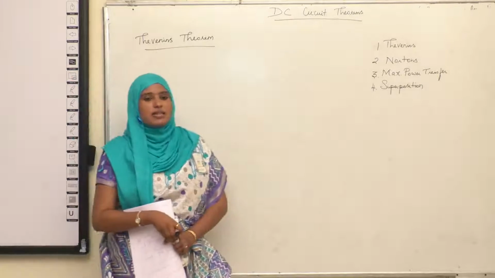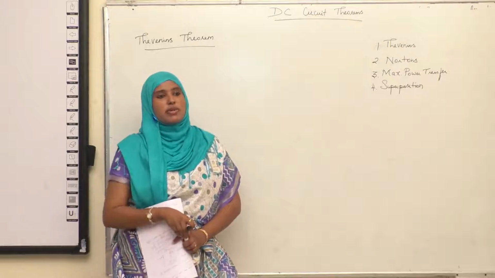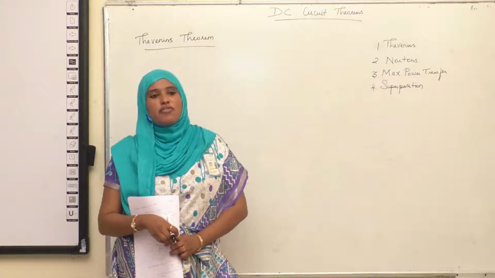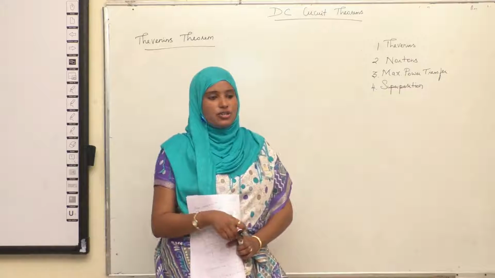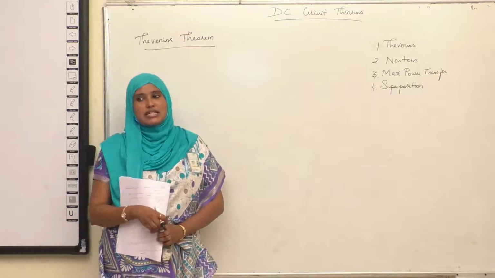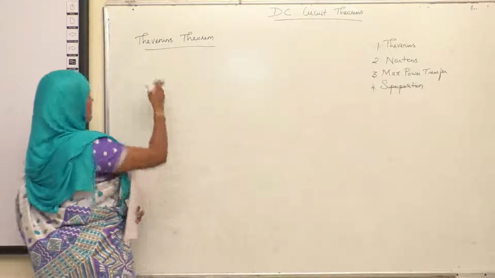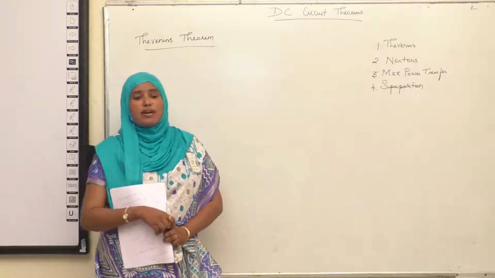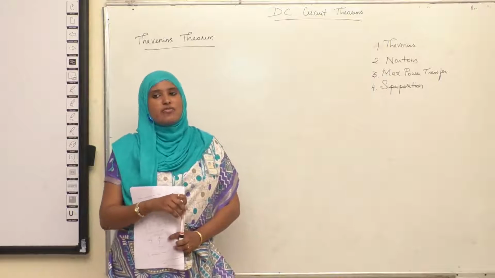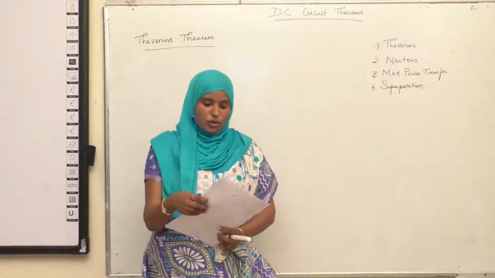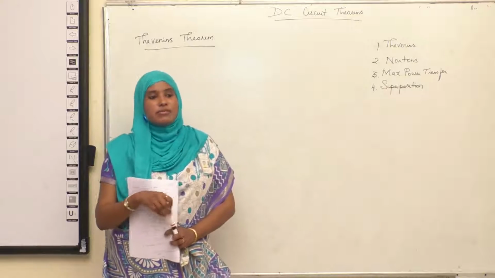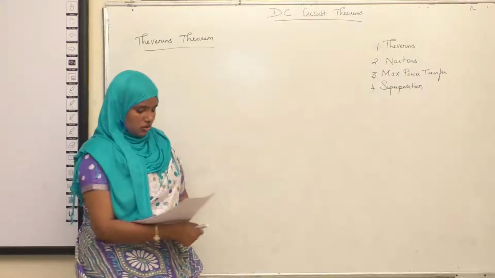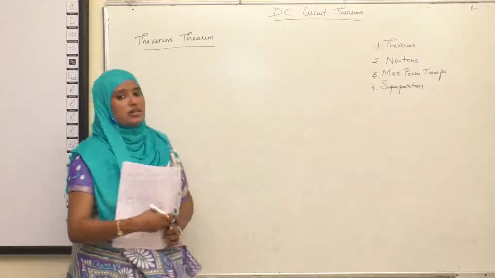This theorem states that any complex two-terminal circuit can be replaced with a simple circuit which consists of a Thevenin's voltage VTH in series with a Thevenin's resistance RTH. So that's the advantage of Thevenin's theorem. Any complex circuit, which could contain any n number of sources and n number of resistances, can be simplified into a very simple circuit which consists of a voltage source in series with a resistance. So we will see what are the steps involved in Thevenin's theorem.